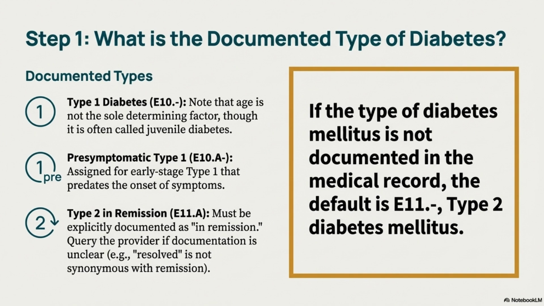Next is type 2 diabetes in remission, coded from E11A. The provider must clearly document the phrase "in remission." Terms like "resolved" or "history of" don't qualify, so if the wording is unclear, that's a perfect moment for a provider query. And finally, one of the most important rules in diabetes coding: if the provider doesn't document the type at all, the default is type 2 diabetes, coded under E11. This rule saves coders every day when documentation is incomplete.